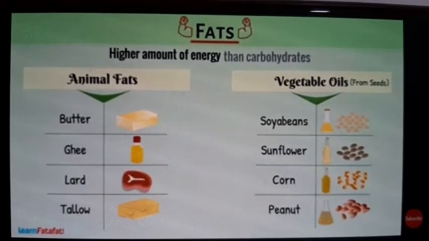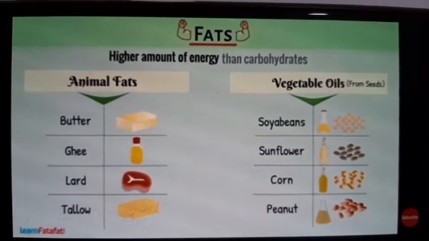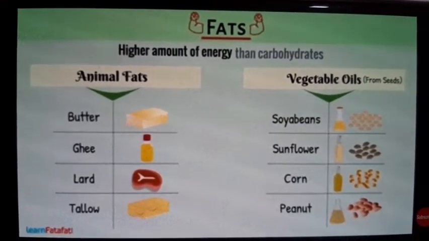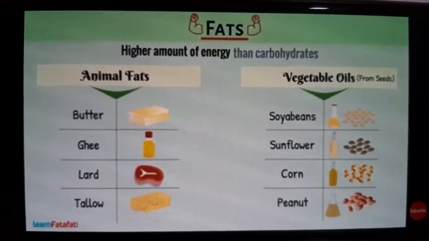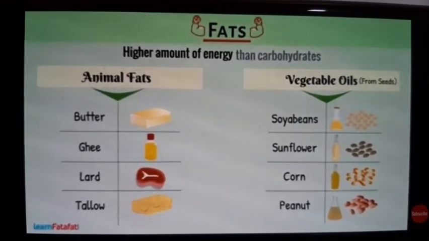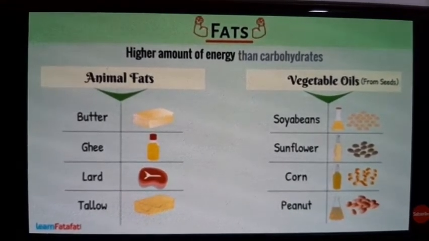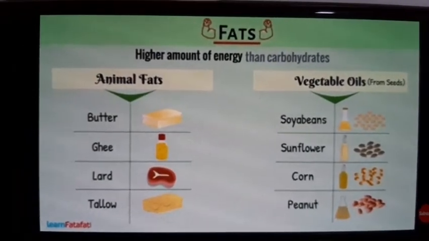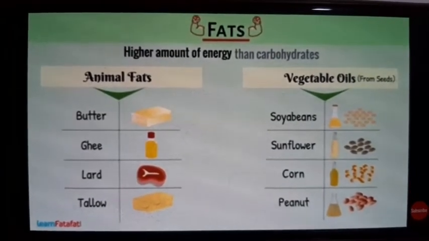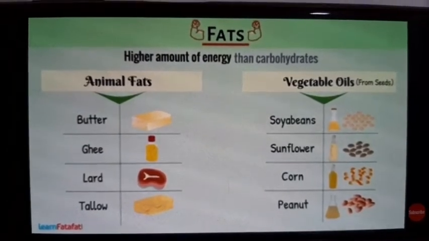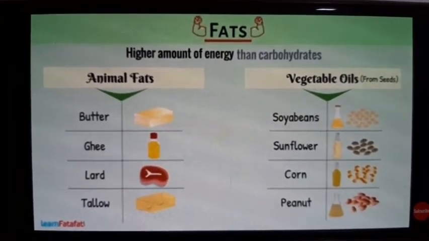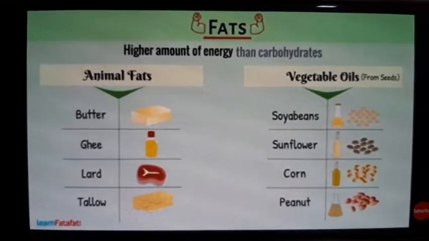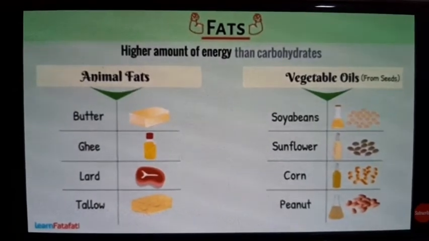The second category as a major component of food is fats. Fats have a higher amount of energy than carbohydrates. Fats are also termed lipids. These produce a higher amount of energy than carbohydrates and are of 2 types, animal fats and vegetable oils. Examples of animal fats include butter, ghee, lard, tallow. Examples of vegetable oils, which are derived from seeds, include soybean, sunflower, corn, peanut.